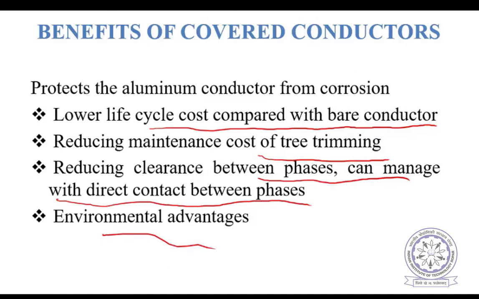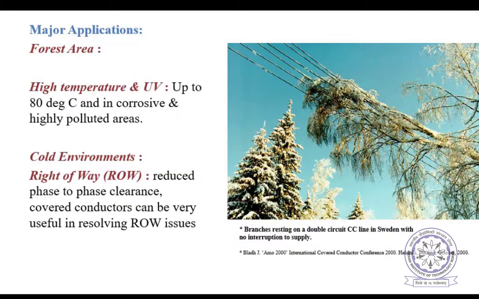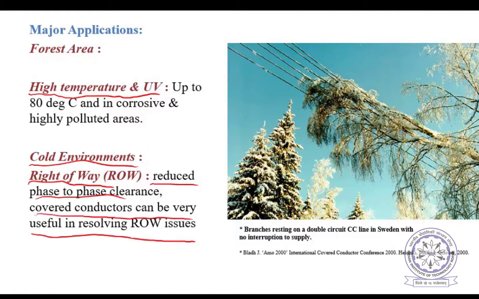And major applications involve even high temperature and UV conditions. These can be applied, and also in cold environments, where the right-of-way problem can be minimized. The right-of-way problem means farmers not giving a lot of land. So the land required can be minimized because the clearance has become small. With reduced phase-to-phase clearance, covered conductors can be very useful in solving right-of-way issues.